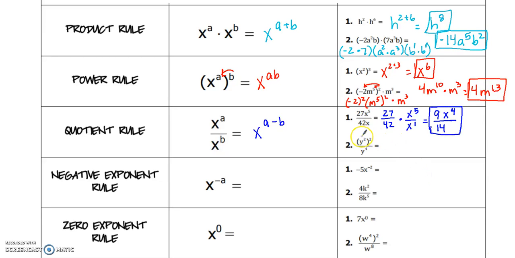Okay, down here, I've got y to the second raised to the second over y to the 4th. So I need to distribute first right here. So again, I've got an exponent raised to an exponent, so that's going to multiply. So what's 2 times 2? Well, that will give me 4, and then I have over y to the 4th. So then it's a division now, so what's 4 minus 4? Well, that will give me 0.